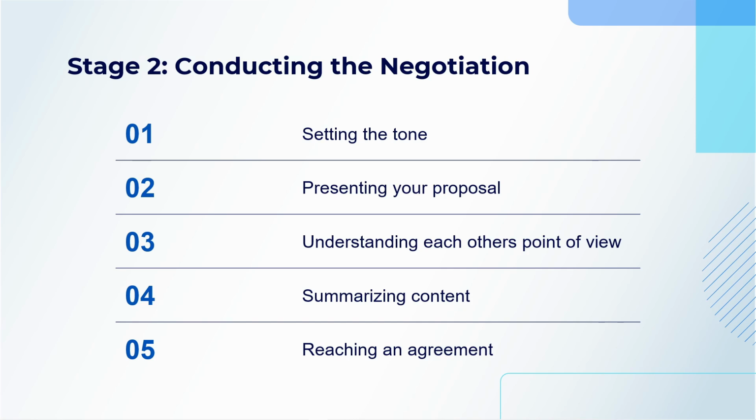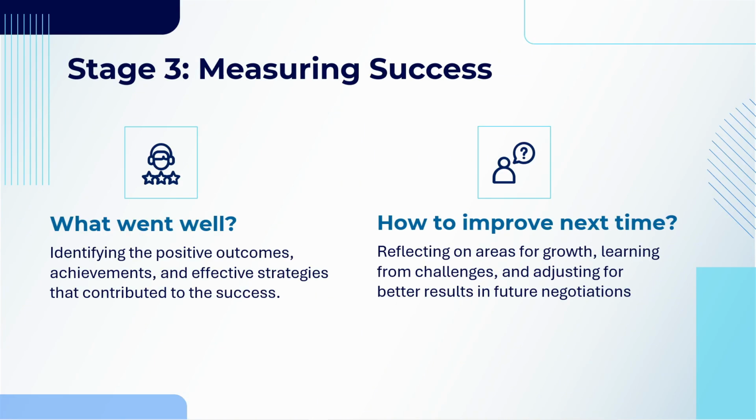4. Summarizing to check understanding. Recapping key points to ensure both parties fully understand each other's position. 5. Reaching agreement. Finding a mutually acceptable solution or compromise that satisfies both parties. The third stage is measuring success.